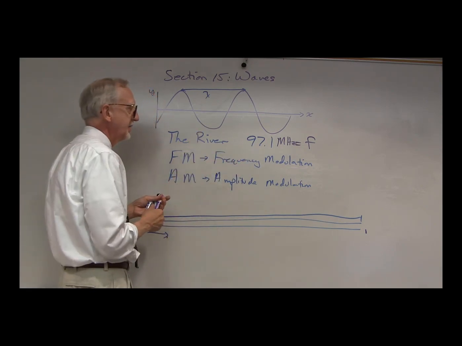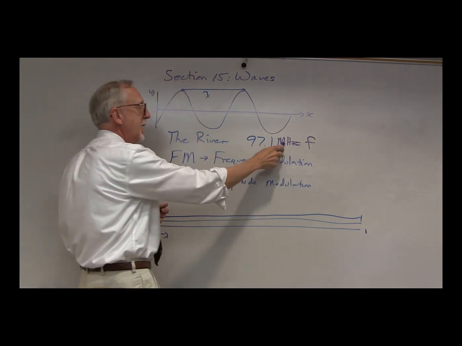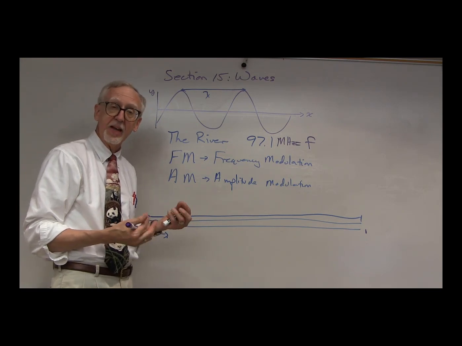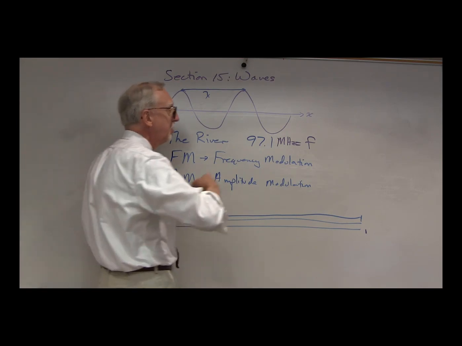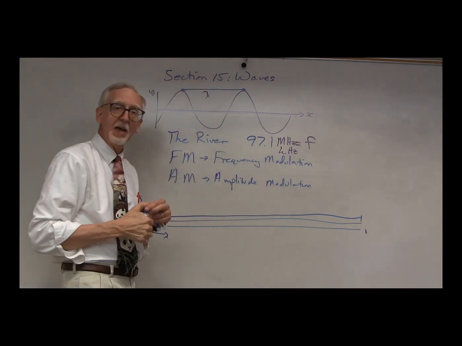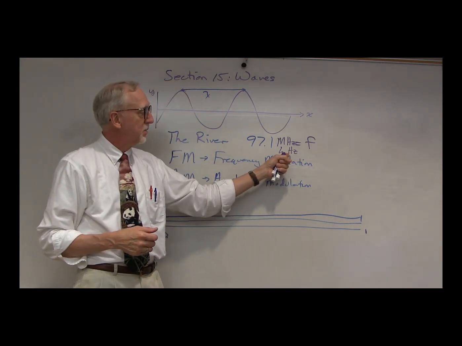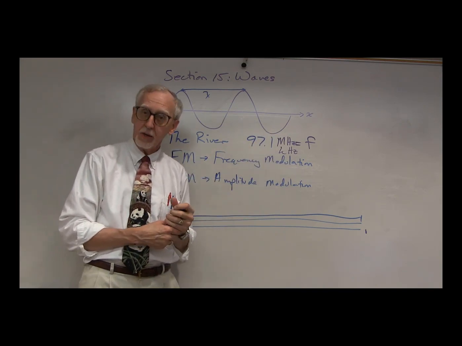And just one more interesting difference here. For FM, I said the units were megahertz. Well, for an AM station, if you know what the frequency of the AM station is, those units are kilohertz. So if you like to listen to an AM station, you can figure out what the wavelength is using the frequency in kilohertz or times 10 to the 3 hertz.